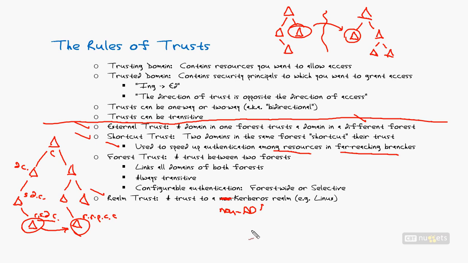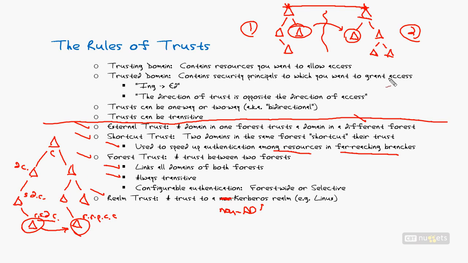Now, the one where you do see it occasionally are these forest trusts, and this is literally a trust between two entire forests. So back up here with forest number one on this side and forest number two on this side, a forest trust happens when the top node, the root node of both of these forests, ends up trusting each other. And the neat part about this is that when I create a forest trust, I'm essentially linking all the domains of all the forests. Also, a forest trust is always a transitive trust. The point here is literally to connect these two organizations together from an authentication standpoint.